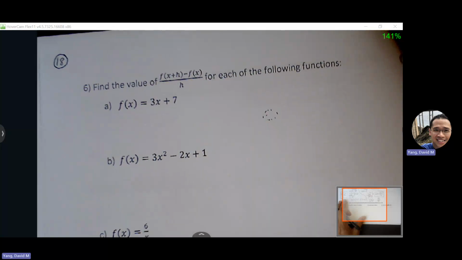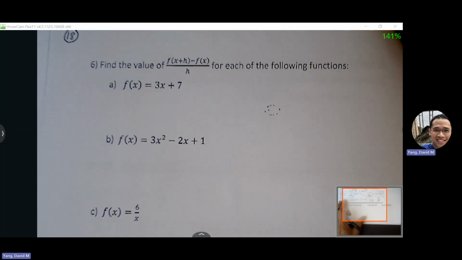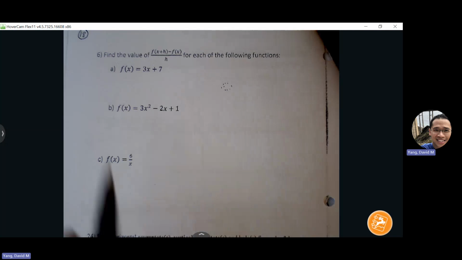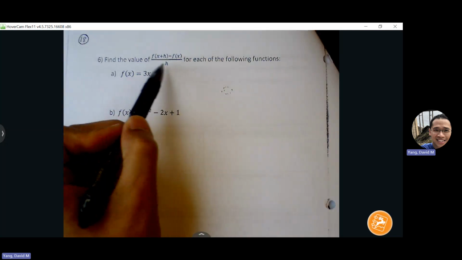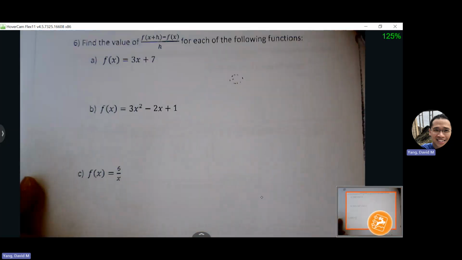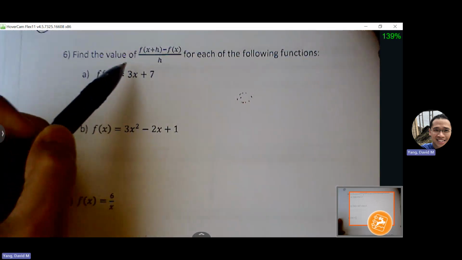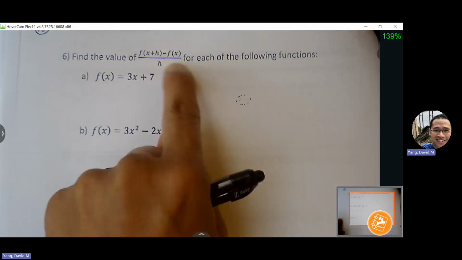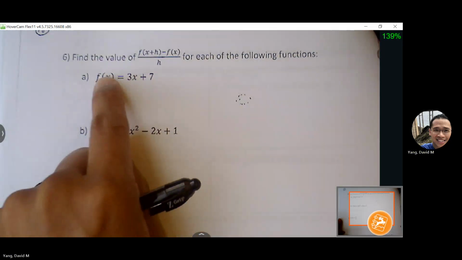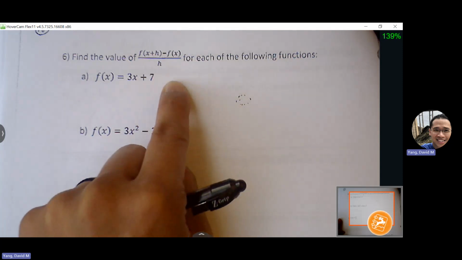I do want to talk about page 18, number 6, finding the value for each of the following functions. We talked about how we can make substitutions. Right now, we don't really know what this represents, and we'll talk about this in the next unit. But for now, we're just going to practice with the algebraic portion of things. Okay. So here it says find the value of f of x plus h minus f of x for each of the following functions. Okay. So the goal is to basically try to get the numerators out of function notation.